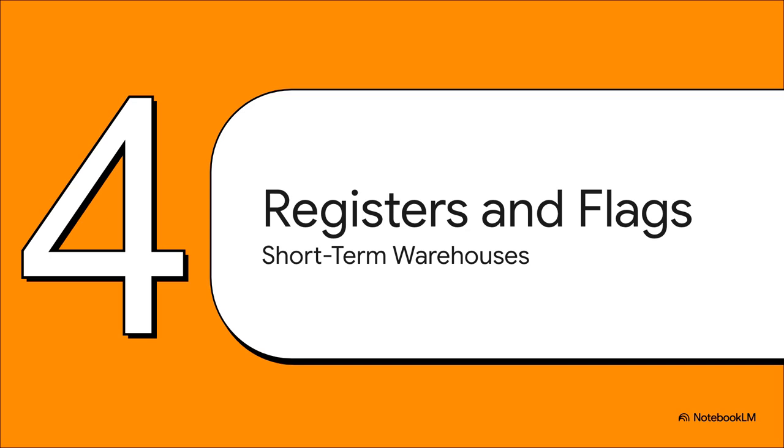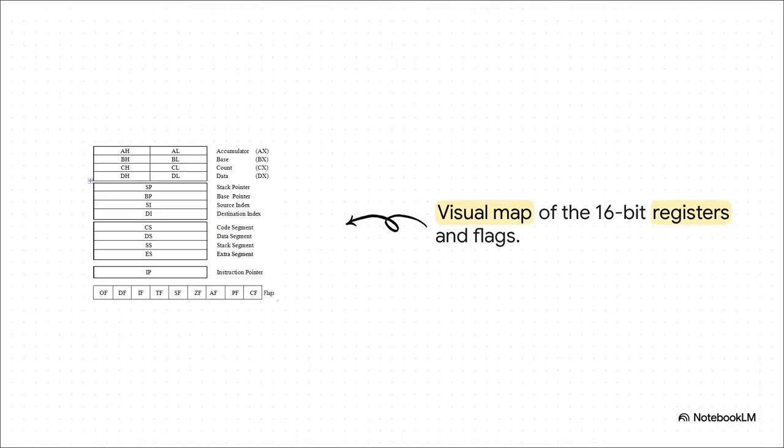So, where does the 8086 actually store all this data while it's actively crunching the numbers? That brings us to Section 4, the registers and flags, the short-term warehouses. The processor relies on 14 different 16-bit registers to hold things short-term. They're neatly organized by their specific function. So you have your 4 general-purpose registers, followed by your pointers and index registers, then your segment registers, and it's all rounded out by the instruction pointer and the flag register.